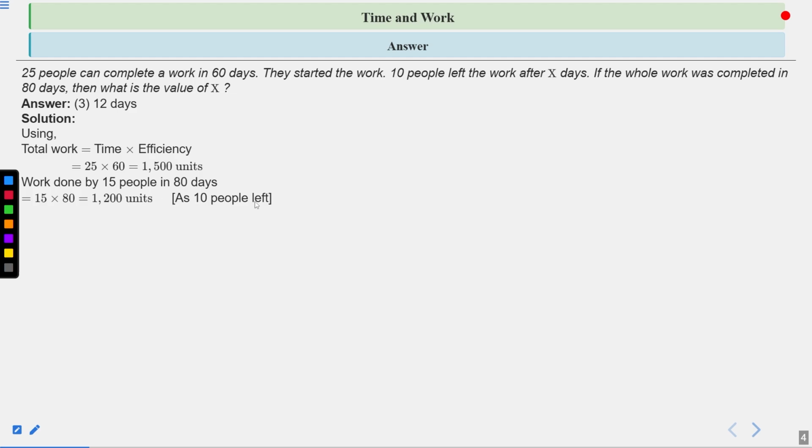So as 10 people left the work, the remaining work will become 300 units, because total work is 1500 units and 1200 units of work is done by the 15 people in 80 days. So the remaining work is 300 units, and it is done by the 25 people. Hence the time taken by 25 people to complete the 300 units of work will become 12 days. So the third one is the correct answer of this question. Next one.